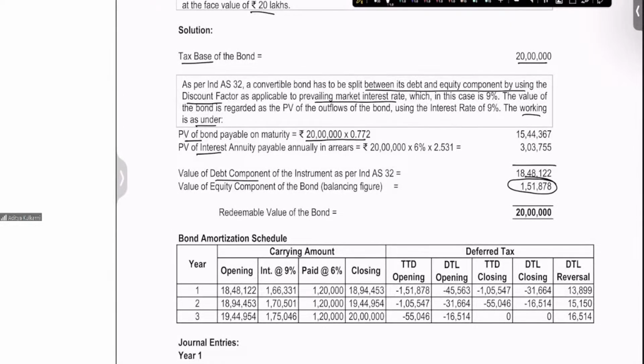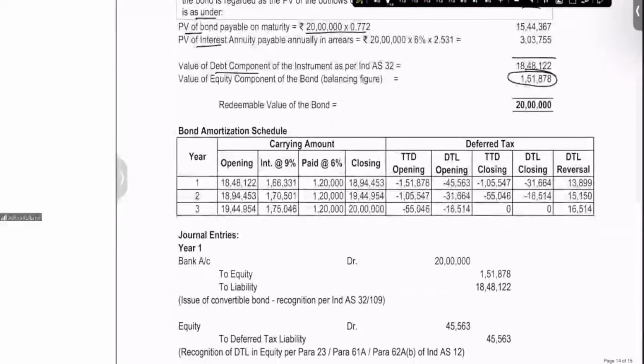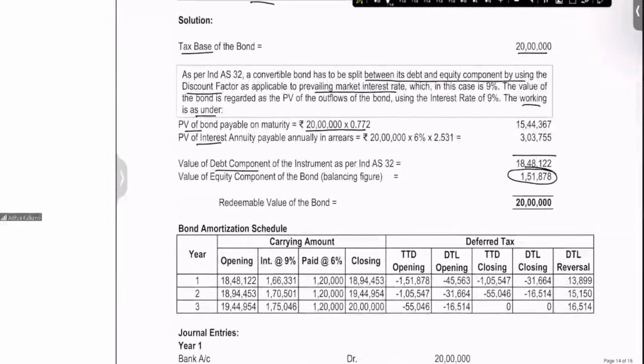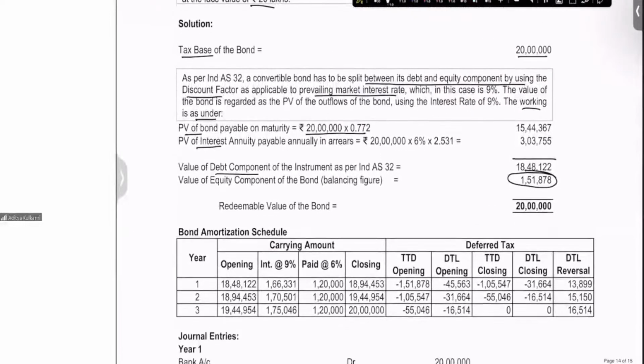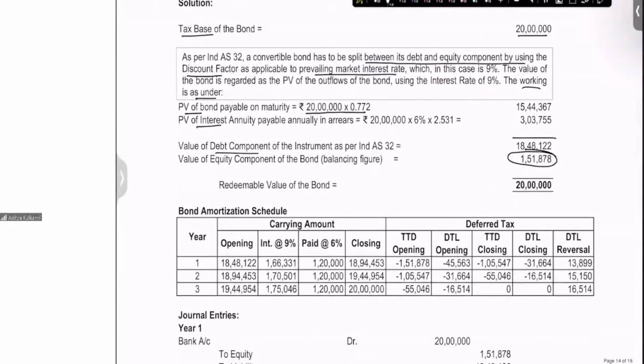Are you okay with this? Are you fine with this? Or is there any doubt here? Up till now, is it clear? Yes? Bolo. Everyone?